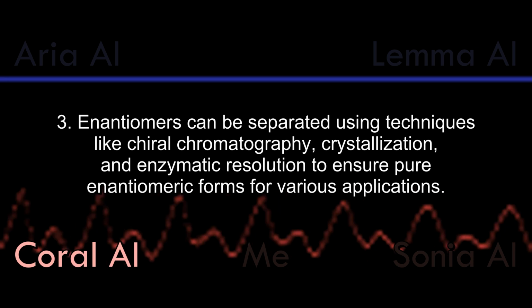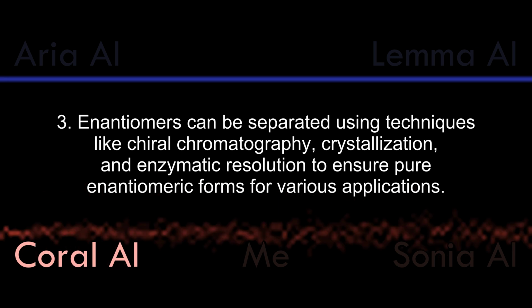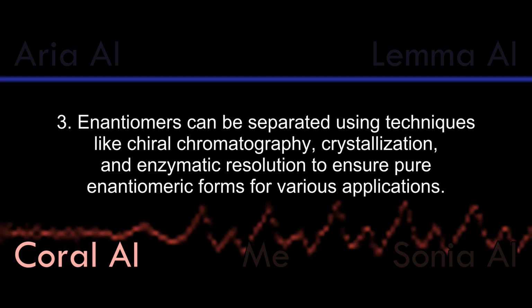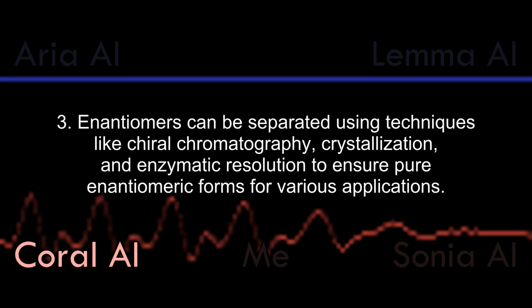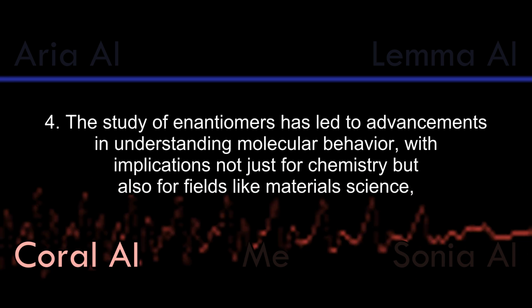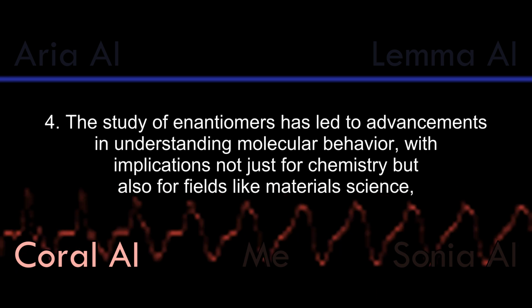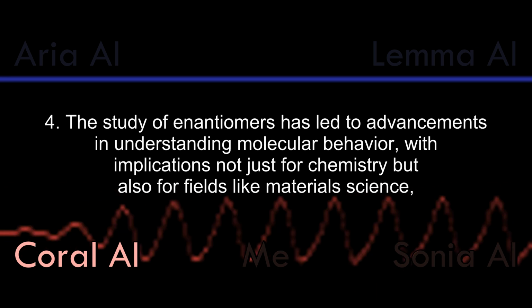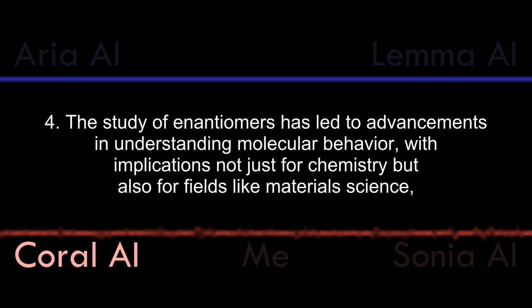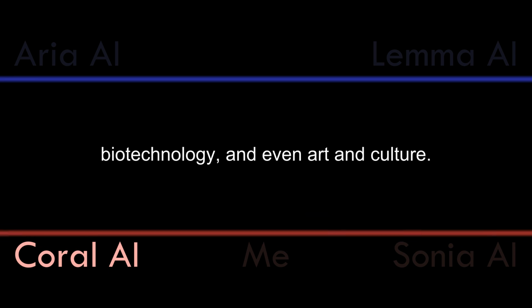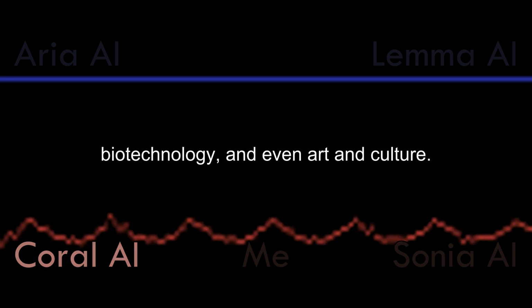3. Enantiomers can be separated using techniques like chiral chromatography, crystallization, and enzymatic resolution to ensure pure enantiomeric forms for various applications. 4. The study of enantiomers has led to advancements in understanding molecular behavior, with implications not just for chemistry but also for fields like materials science, biotechnology, and even art and culture.